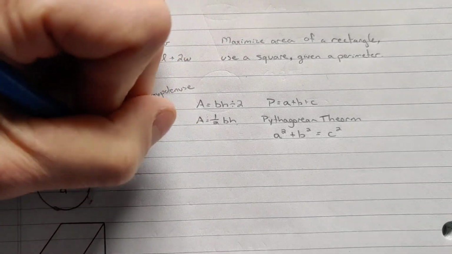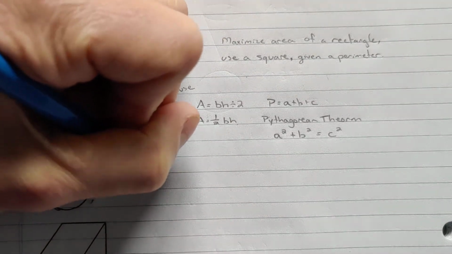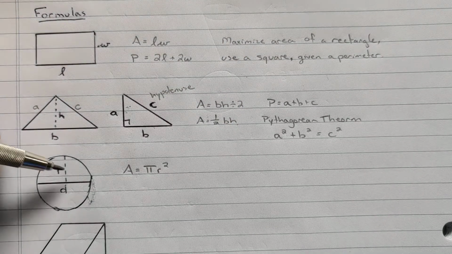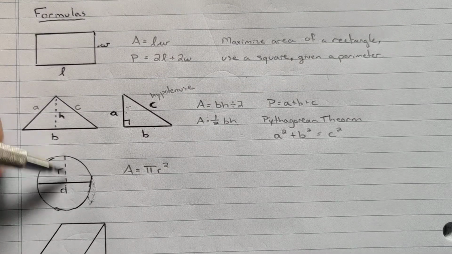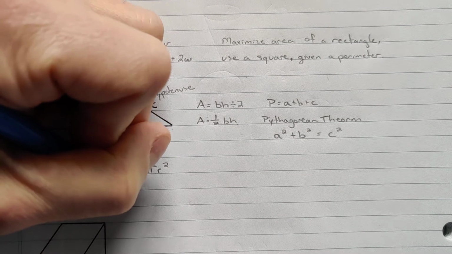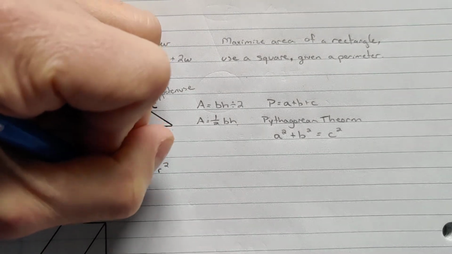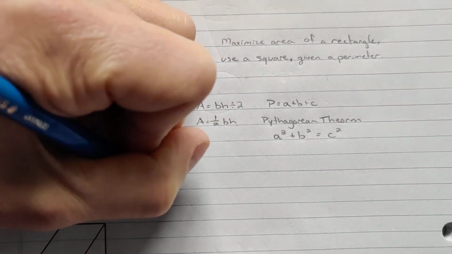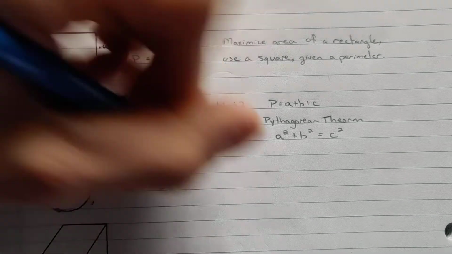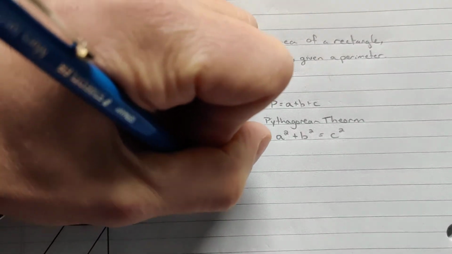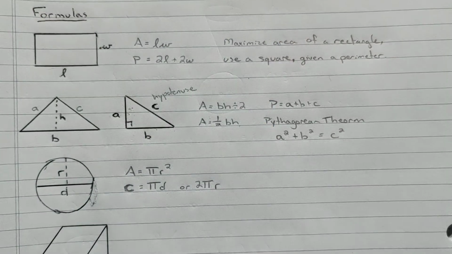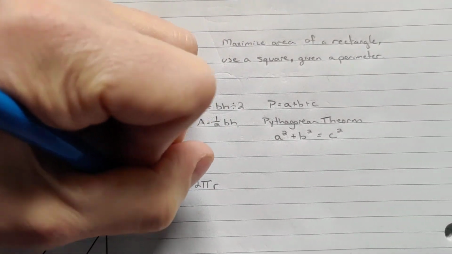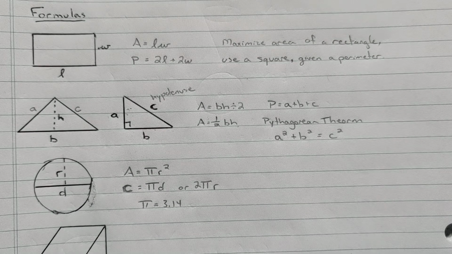When working with circles, we have our area being pi r squared. And so we just take the radius, which is half of the length across the circle. And then the perimeter, or circumference, as we usually call it in a circle, is pi d, pi times the diameter, or 2 pi r, 2 times the radius and pi. Remember, pi equals 3.14 when we want to use that, unless you have the button on your calculator.